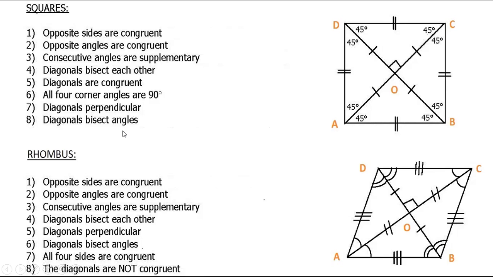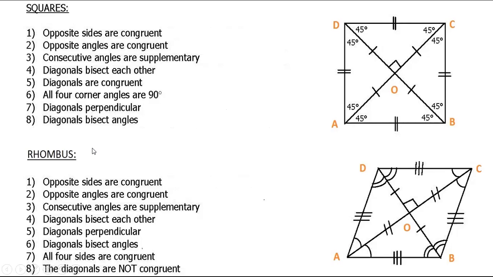Diagonals bisect angles. The diagonal AC is bisecting angles A and C. So see here, angle A is divided into two parts and both parts are equal. This is 45 degrees and that is also 45 degrees. Similarly, the diagonal BD is dividing angle B and angle D into two equal parts. Therefore, here 45 degrees and here also we have 45 degrees. So all the angles are bisected by the diagonals.